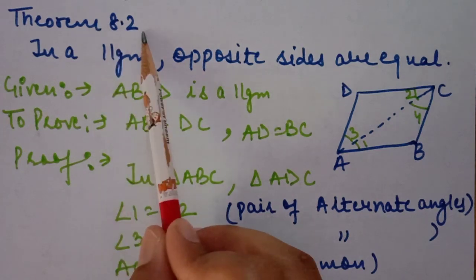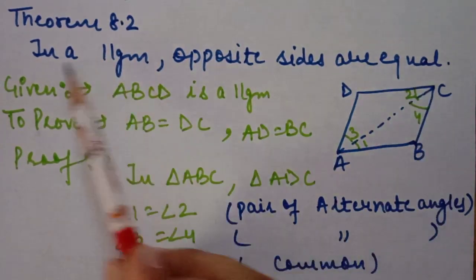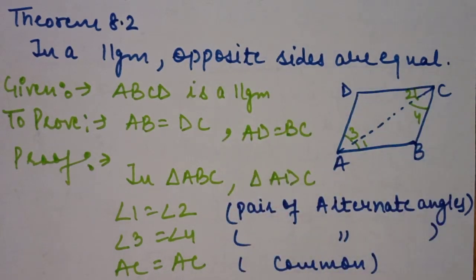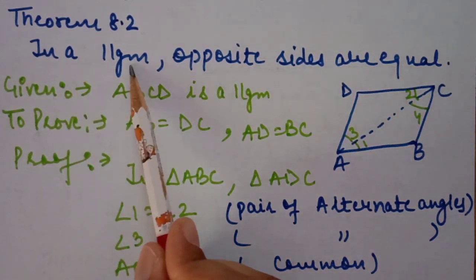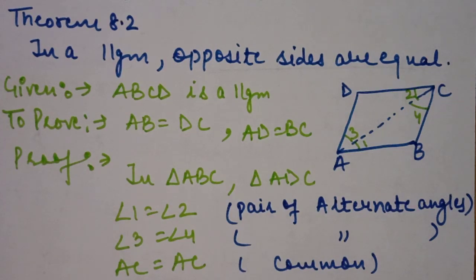Second theorem, theorem 8.2 is, in a parallelogram opposite sides are equal. We have to prove that opposite sides are equal. Most of the students are thinking now that in a parallelogram opposite sides are already equal to each other, but beta, it is a theorem. We have to prove that it is possible in a parallelogram. We have all properties with us with the parallelogram, only this property we have to prove again.